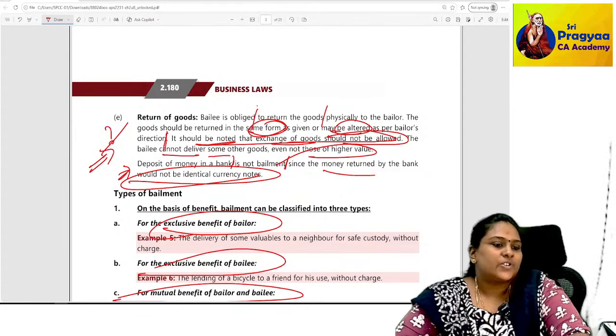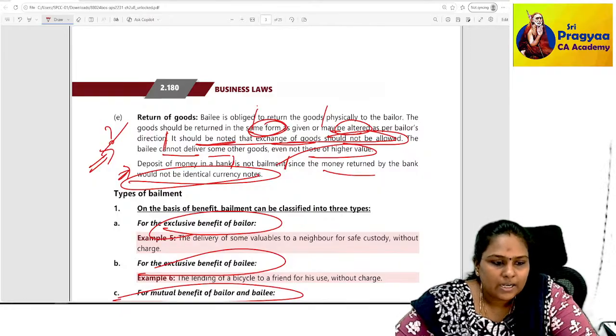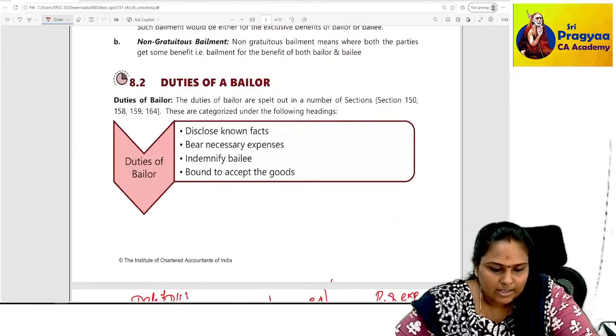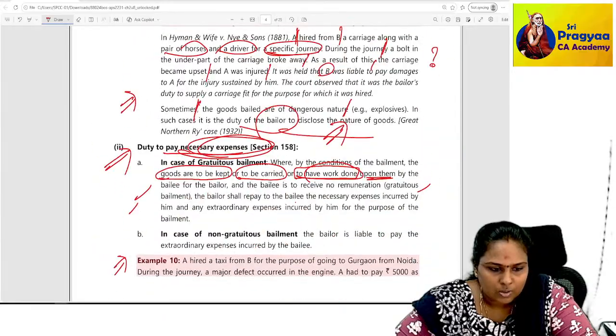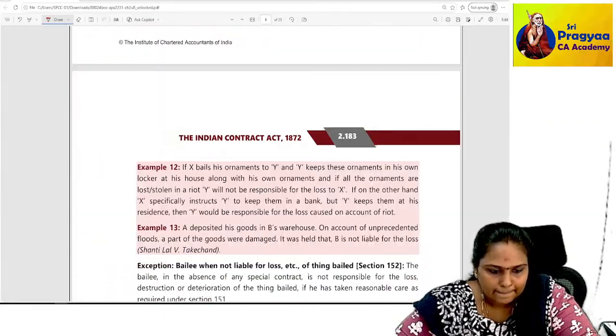Yes, we'll close for the day. Next class, we'll take up bailment and we'll complete this unit. I think mostly tomorrow's class also I will handle. Okay.